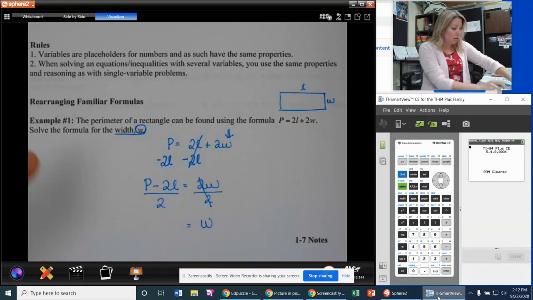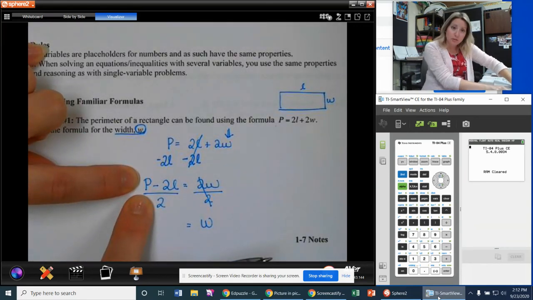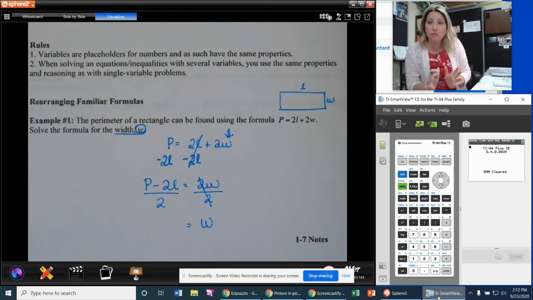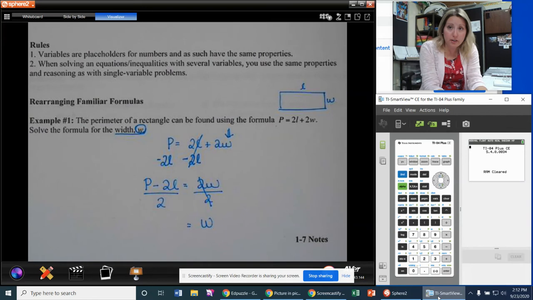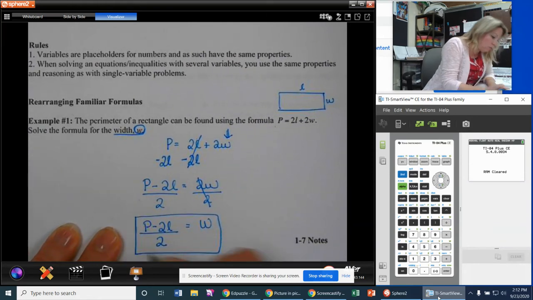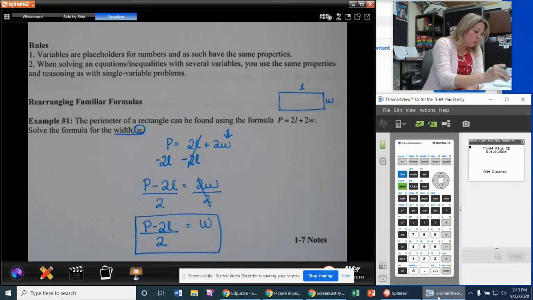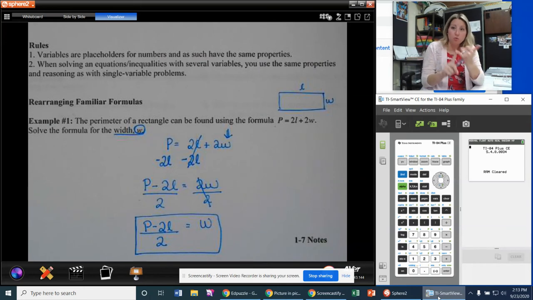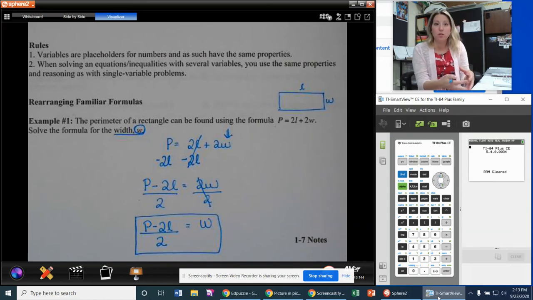But remember, unless you also have that over here, you cannot take that out of all the terms. So just literally rewrite all this on this line: P minus 2L over 2. That is the relationship of one width compared to the perimeter and the length. So if you know the perimeter and the length, you can use this relationship to immediately find the width. That's why we rearrange these formulas. That's why we solve these literal equations.